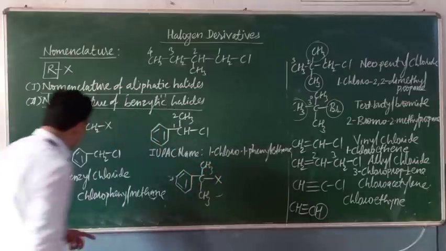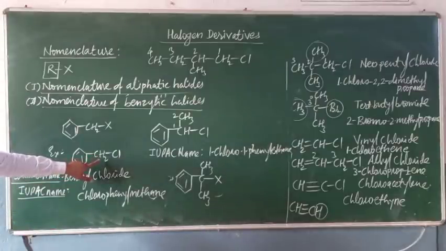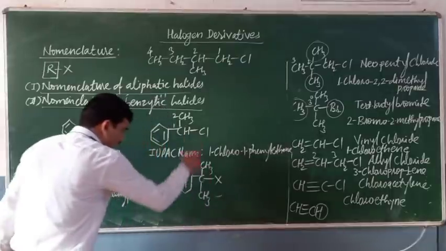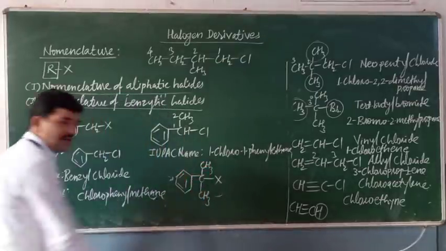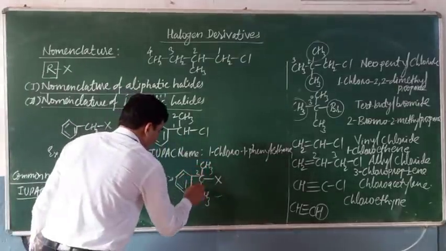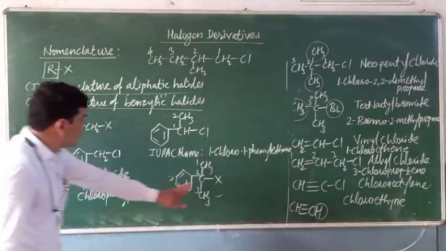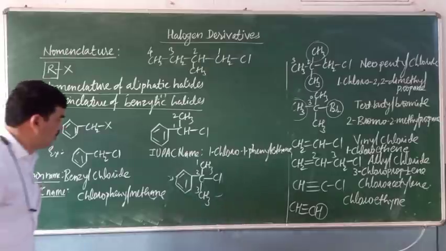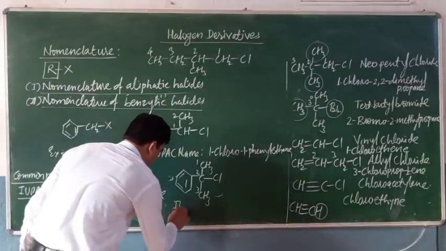One more example of a benzylic halide. This is also a benzylic halide. Here, both these hydrogen atoms are replaced by methyl groups. Now, here the parent alkane will be propane. 1, 2, 3 carbon atoms are there in the chain. The position of the halogen is second. The position of the phenyl group is also 2.